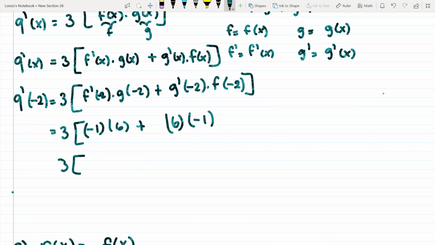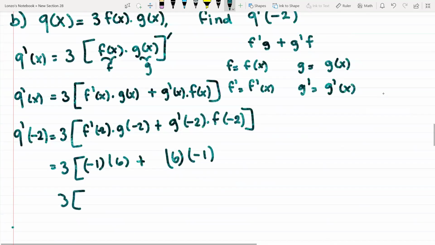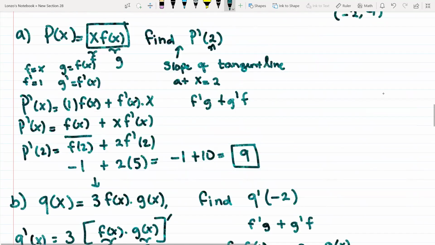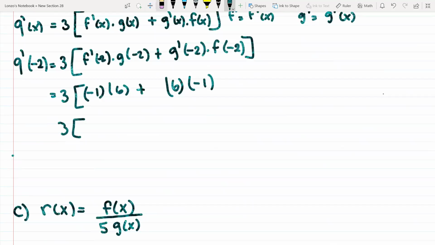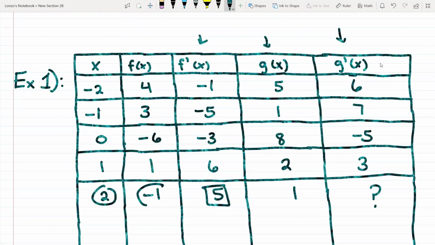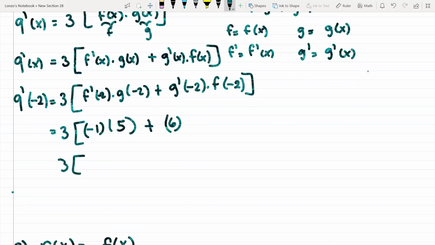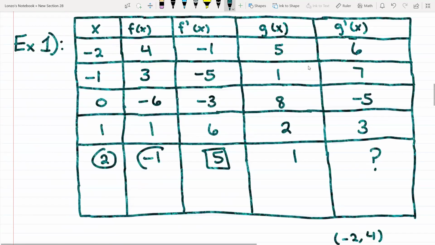No, I made a mistake. Sorry. It's g of -2. G of -2 is not, I was looking at the wrong column. So g of -2 is 5. Good. Plus g prime of -2 is +6. And then f of -2 is 4.